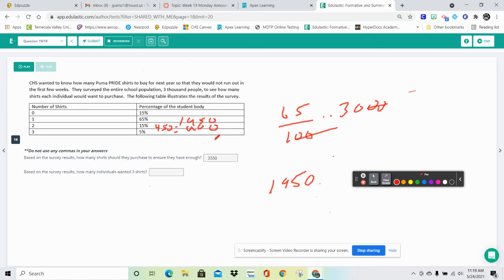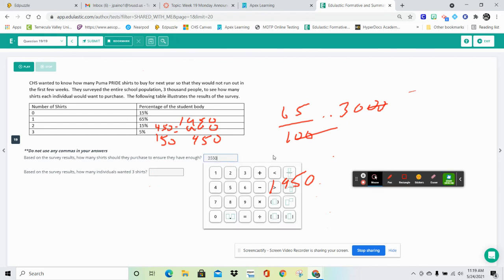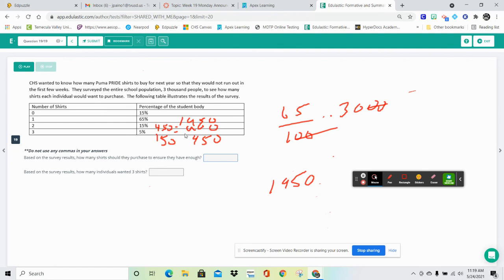Right. And then 5% want 3. 5% is going to be 150. They want 3, so 150 times 3 is 450. Okay, so you add all that up, that's going to be my answer for that first question. So add that up, what do I get? I can read my answer, so it's 3,300 shirts.